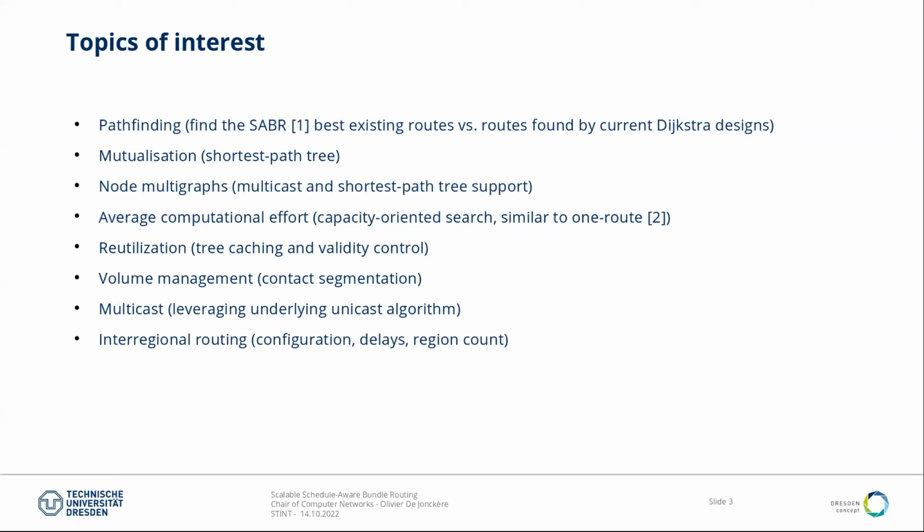As you can see, I mainly focus on algorithmic concerns of SABR, including pathfinding, so trying to solve an issue regarding the CGR, the extra routes that are not always the best existing routes in the sense of SABR. Then I also work on mutualization with shortest path tree. Of course, this comes with node multigraphs to have some kind of compatibility with multicast and shortest path tree support.